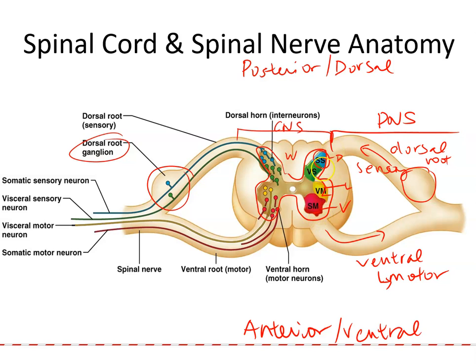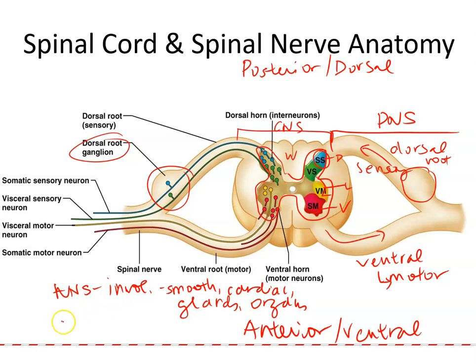VM stands for visceral motor, meaning that is automatic or autonomic in nature, while SM stands for somatic motor, meaning that is the somatic nervous system that controls the output. Visceral means it is part of the autonomic nervous system that controls involuntary events, such as smooth muscles, cardiac muscles, glands, and organs. Somatic nervous system controls voluntary events such as that of our skeletal muscles.